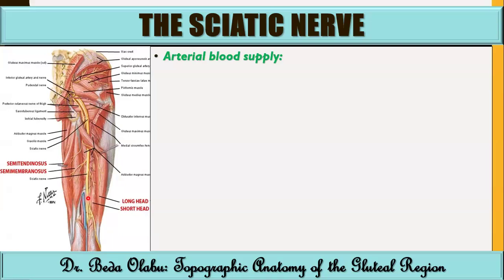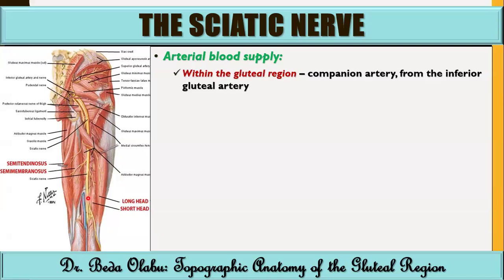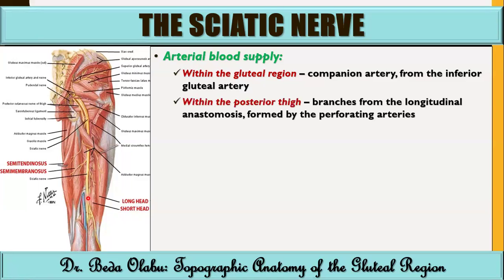All right, let's say something about blood supply to the sciatic nerve. Because it's such a big nerve, it has its own blood supply. In the gluteal region, there's a branch of the inferior gluteal artery that supplies the sciatic nerve. We call it the companion artery to the sciatic nerve. In the back of the thigh, the longitudinal anastomosis formed by the perforating branches of the profunda femoris artery provides blood supply to the sciatic nerve.